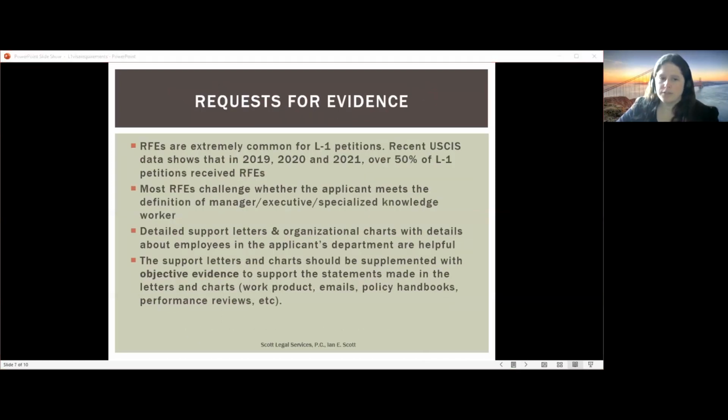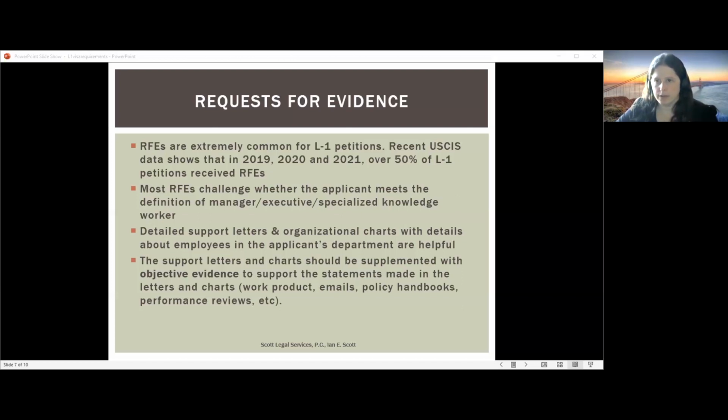All right, so requests for evidence. Requests for evidence are extremely common for L-1 petitions. Data shows that over 50% of L-1s will receive requests for evidence. Very often they will challenge, does the applicant meet this definition of manager, executive, or specialized knowledge worker? And then you're in a position of maybe needing to submit more evidence.